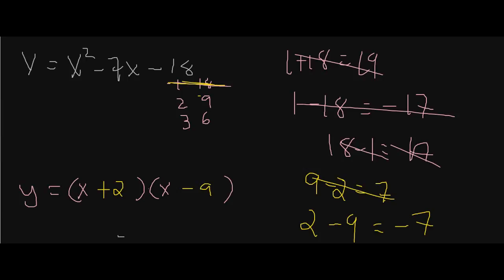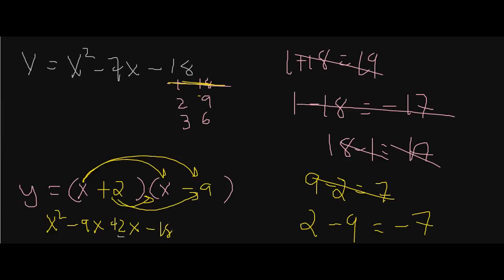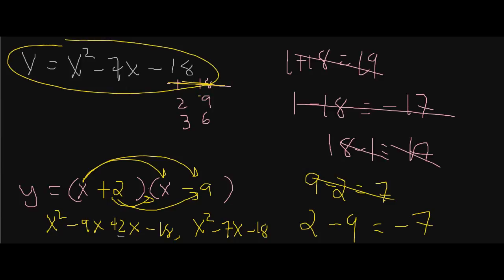And now we know we figured out our answer from going from general to factored form. So we could do x times x. You'll see we're going to get x squared. X times negative 9, we're going to get negative 9x. 2 times x, and we're going to get plus 2x, and then 2 times negative 9, which gives me the negative 18. We combine like terms, and we're going to get x squared minus 7x minus 18, which matches the equation we had up here.